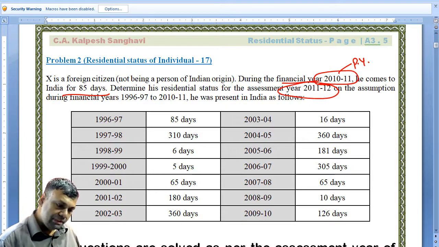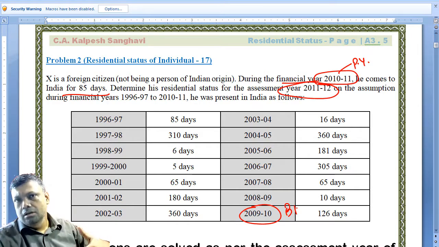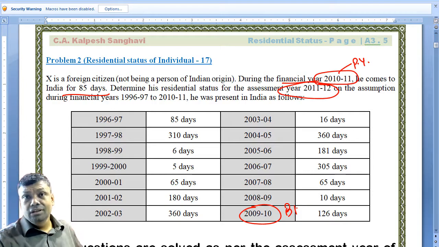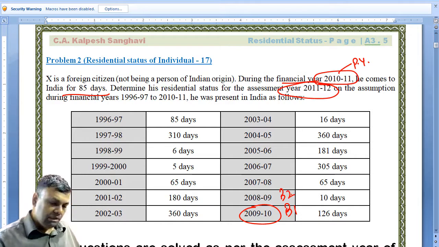Okay. So this is my previous year. So 10, 11. So 9, 10 is going to be my before year, preceding the previous year in certain situations. So these are before year 1, before year 2 or something like that.